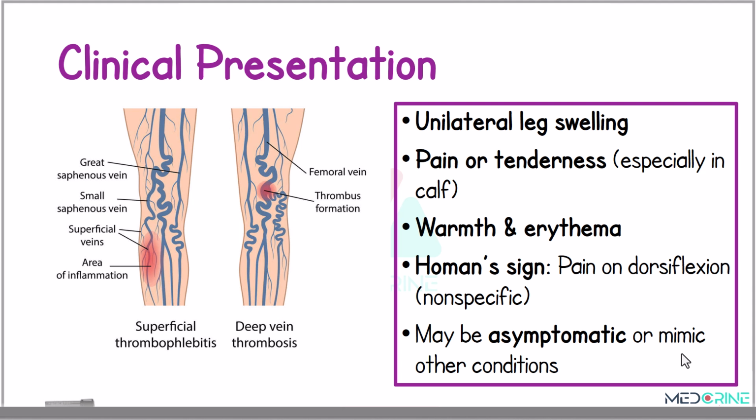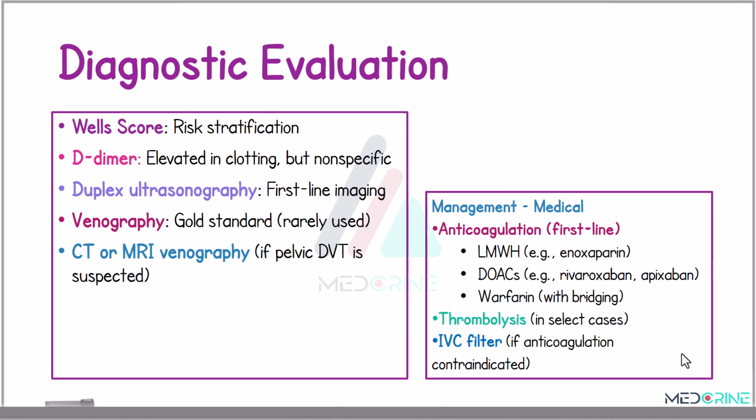DVT often presents subtly, and patients may exhibit unilateral leg swelling, calf pain or heaviness, warmth, and erythema. In some cases, symptoms are minimal or absent, making a high index of clinical suspicion essential, particularly in at-risk individuals. Remember that signs may mimic cellulitis, muscle strain, or a ruptured Baker's cyst.